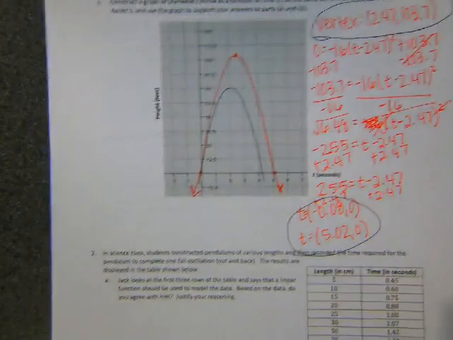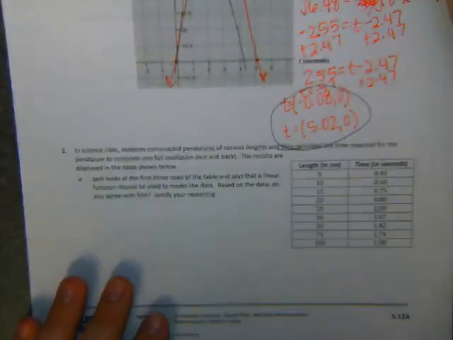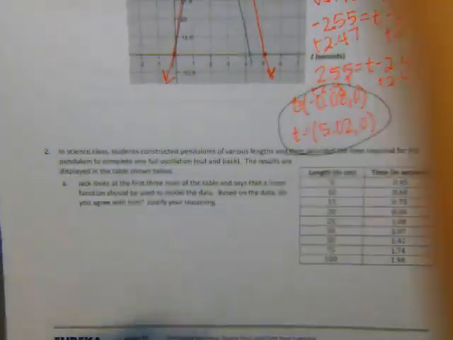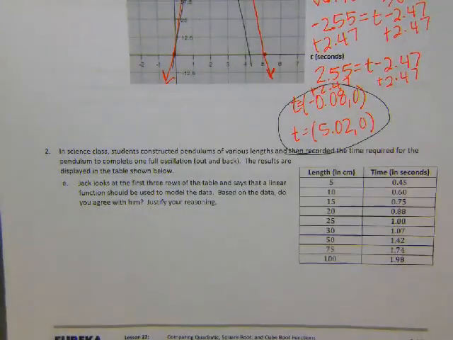Okay? All right. The second one is talking about science class. It says students constructed pendulums of various lengths and then recorded the time required for the pendulum to complete one full oscillation. The results are displayed in the table below. It says Jack looks at the first 3 rows of the table and says that a linear function should be used to model the data. Based on the data, do we agree with him? And we have to justify.